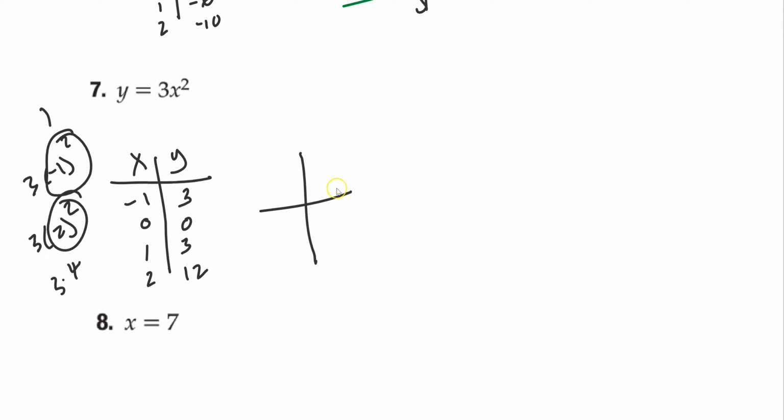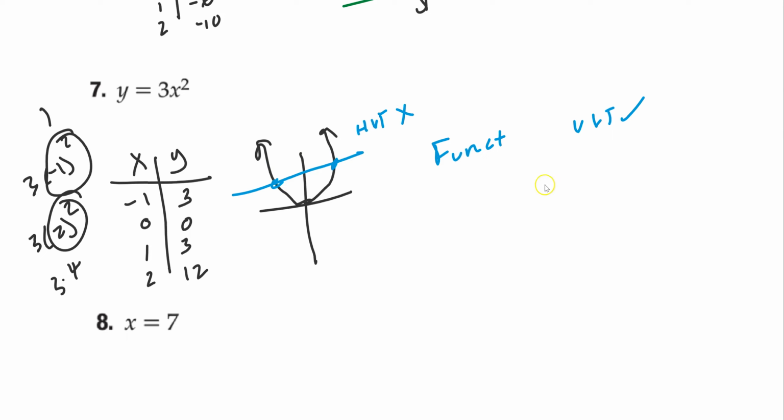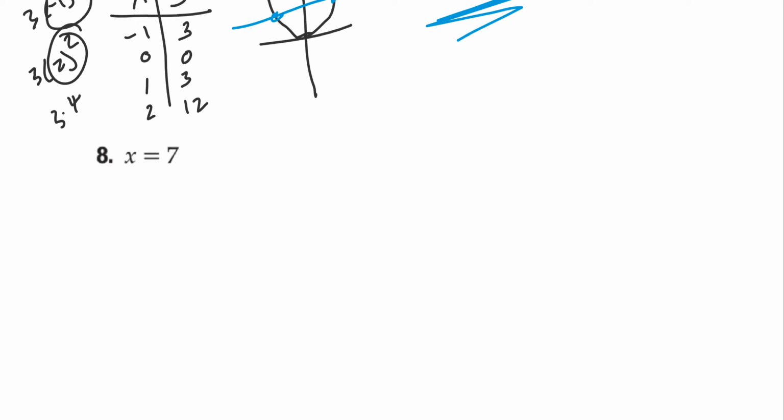If I graph it, it looks something like this. Ooh, that's ugly. So it looks something like that. It does pass the vertical line test, so it's a function. But it does not pass the horizontal line test. Fail. So it's just a function, not a one-to-one function. X equals 7. So I'm going to do the same thing. This is interesting. I actually can't plug in any numbers for x because no matter what I do, I'm going to get 7.